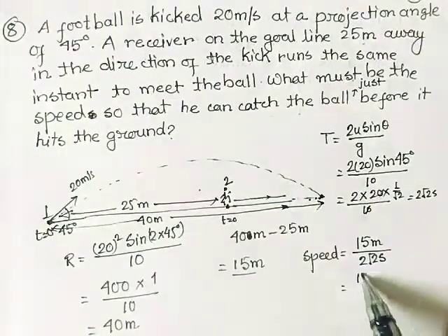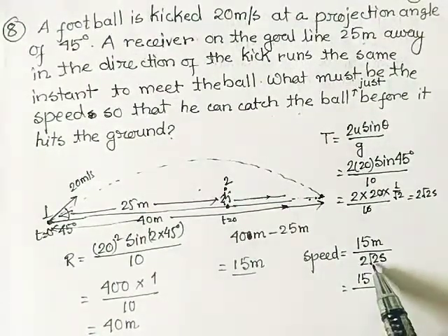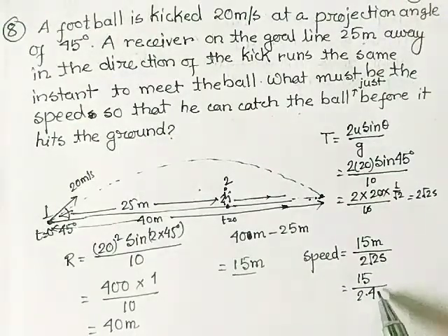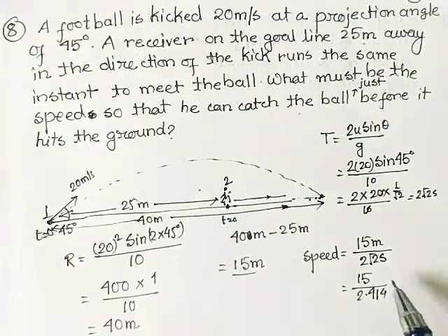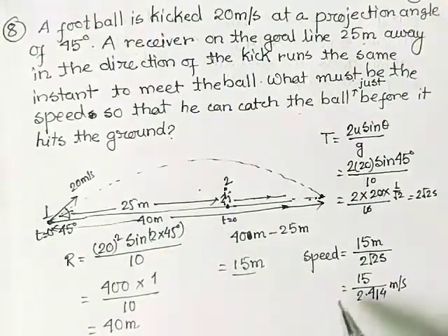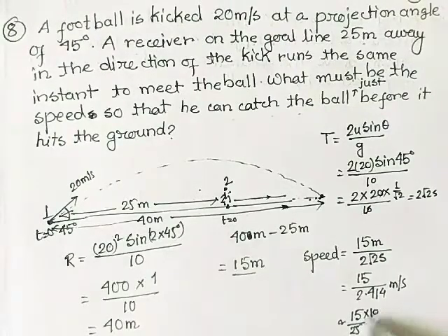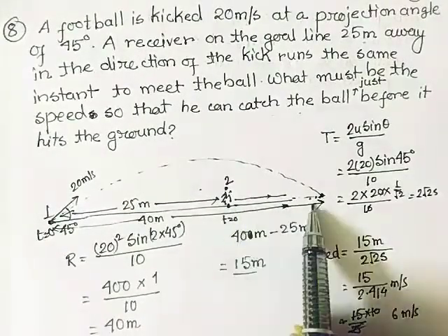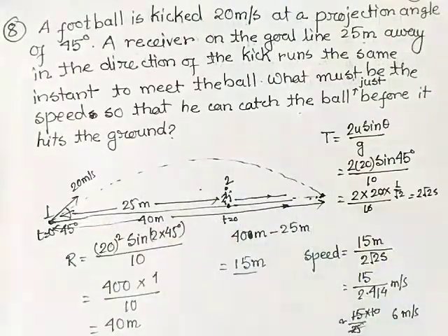So if I try to calculate this, 15 divided by root 2, which is 1.414, into 2, that is approximately 2.414, so if we approximate this as 2.5, the velocity is around 6 meters per second. This is the speed with which the player has to move to catch the ball before it reaches the ground.